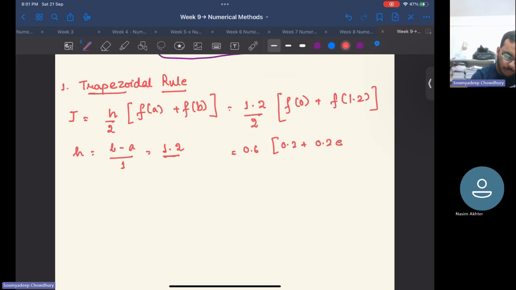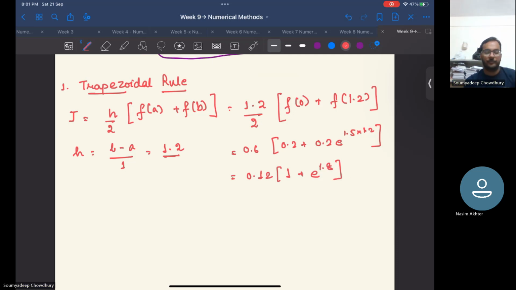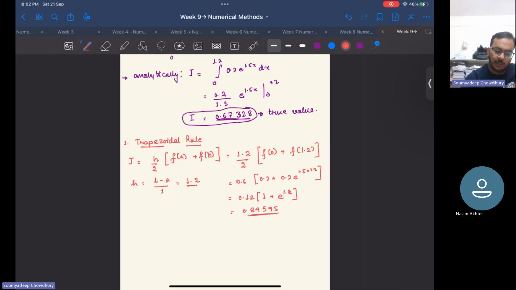Plus 0.2 e to the power 1.5 into 1. So it is 0.2. If we just take common, it will be 0.1 into 2 1 plus e to the power 1.5 into 1 plus e to the power 1.8 into 0.1. So it is coming around 0.84595. So if we see this and if we see the actual value, there is a huge difference, right?